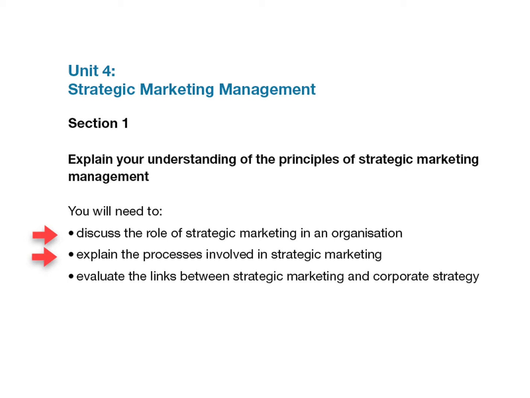Here you will need to explain the processes involved, mentioning models, techniques and tools such as McDonald's principles, Porter's 5 forces, SWOT and PEST. On the last bullet point, you need to focus on the role of strategic marketing in supporting corporate strategy by managing and developing the links and relationships between the organisation and its markets and customers.